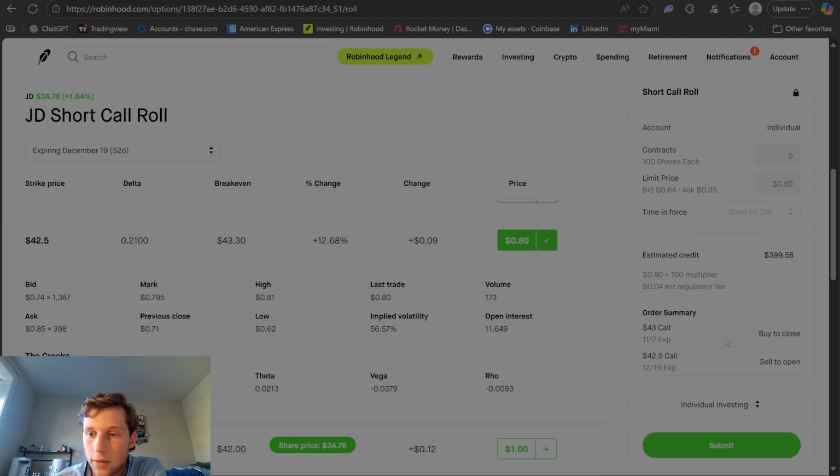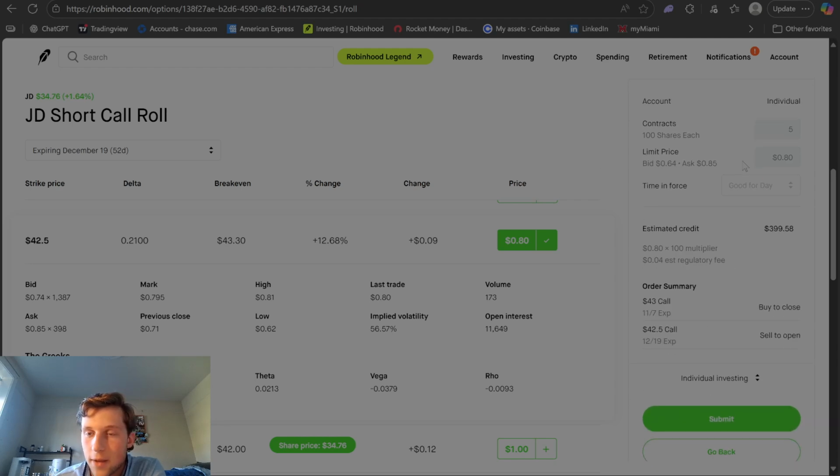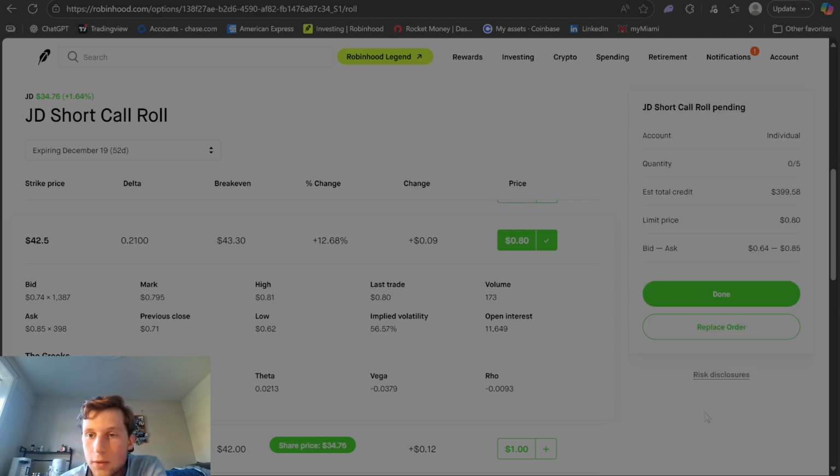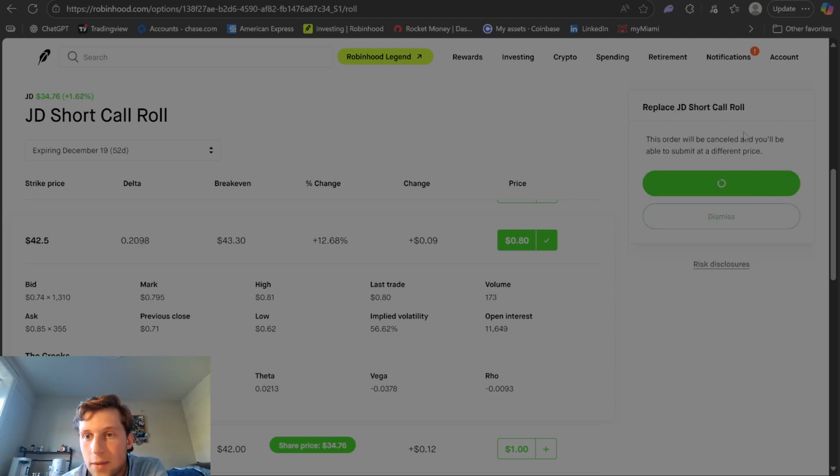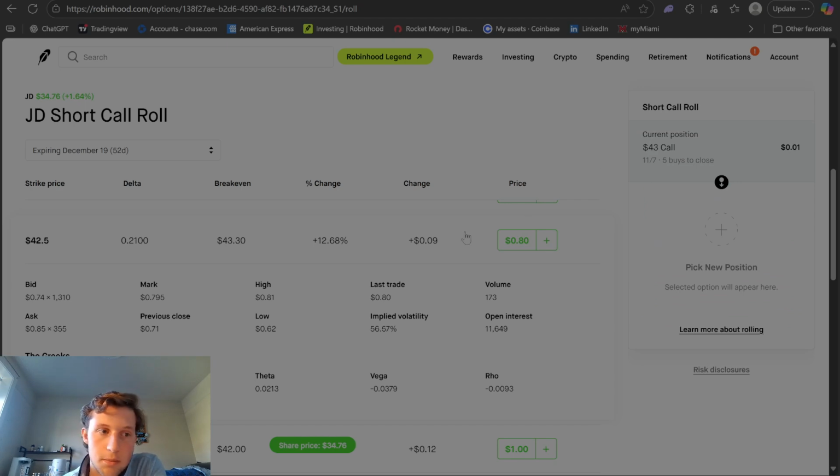I don't think that we're going to get filled at that, but you can see that I'm asking 80 cents per contract of credit. And this is essentially what we're doing. I'm selling these now. So if I go to submit, we probably will not get filled. I'll wait just like 2 seconds, see if we can get lucky. Probably not. So now I'm just going to adjust closer to the mark.